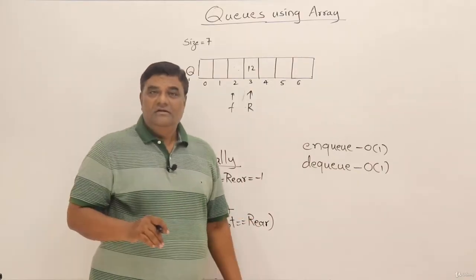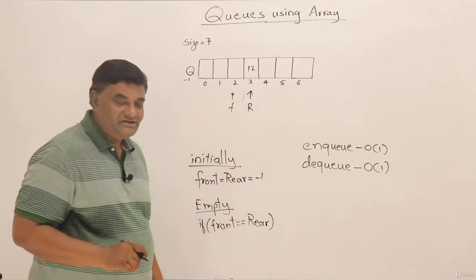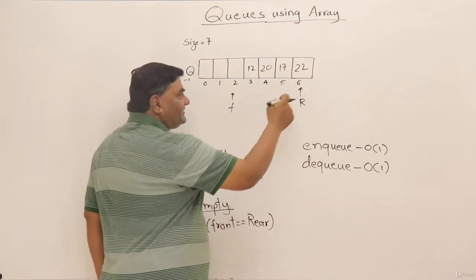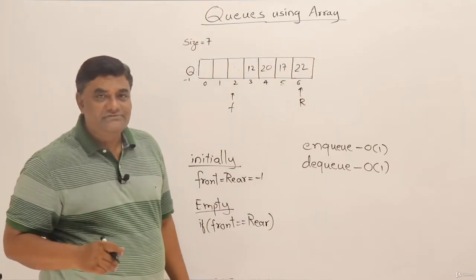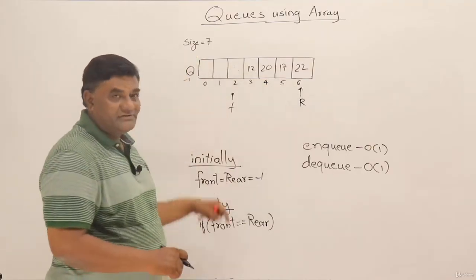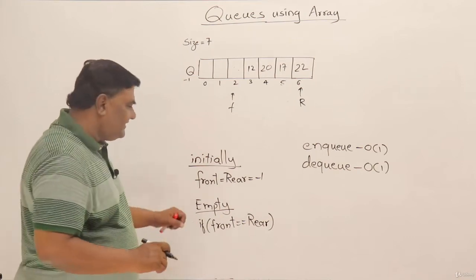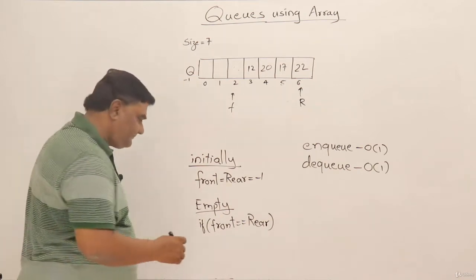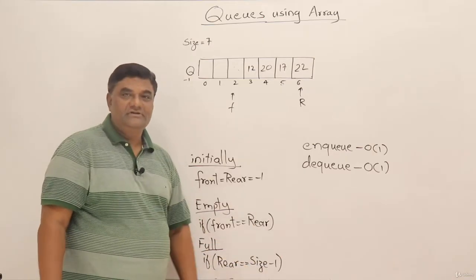Okay, it is empty. Now let us insert a few more elements in the queue and see what the full condition is. I want to insert one more element. There is no space because the queue is full. So how do you say the queue is full? What is the condition? See, rear is pointing at 6 and the size is 7. So rear equal to size minus 1 is the full condition. So here I write the queue full condition: rear is equal to size minus 1.